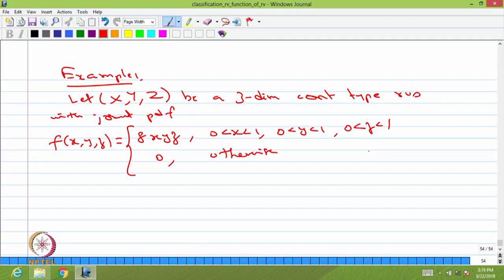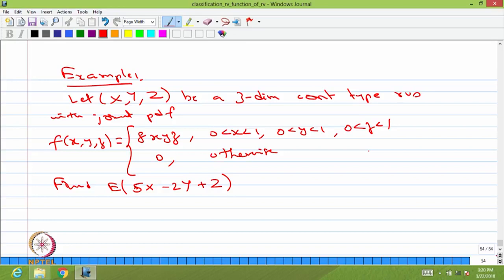We can verify whether this is going to be a joint probability density function by integration from 0 to 1, 0 to 1, 0 to 1, a times 8xyz dx dy dz, that is going to be 1. Therefore, this is a joint probability density function of the random variable x, y, z. The question is find the expectation of 5x minus 2y plus z.